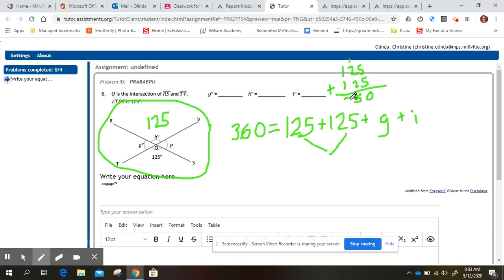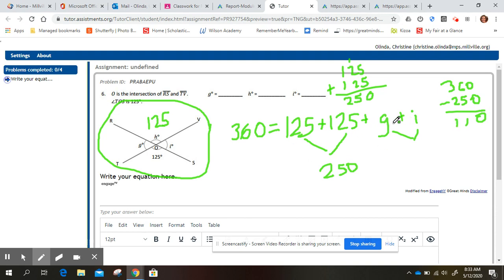And that would be 250. So I know that this is 250. I still need to figure out G and I. But if I subtract 250 from 360, it'll give me G and I together. So 360 minus 250 would be 110.